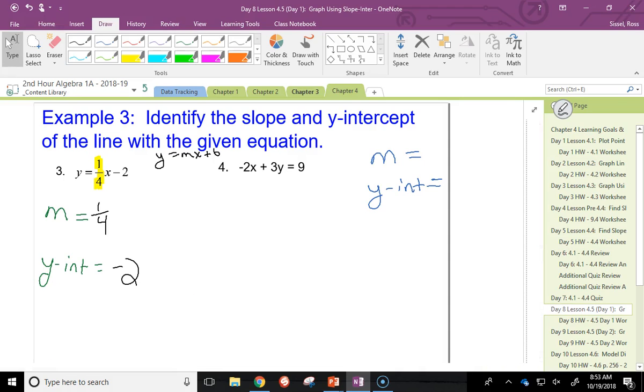Okay, number 4. What did you have to do before we could identify slope or intercept? Put it in slope-intercept form. Good. So I'm going to add 2x to each side.